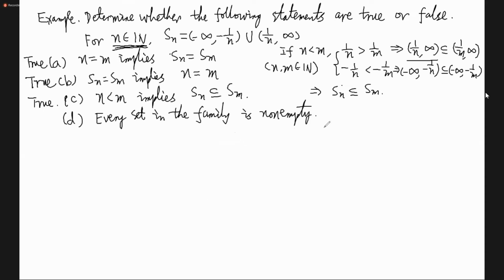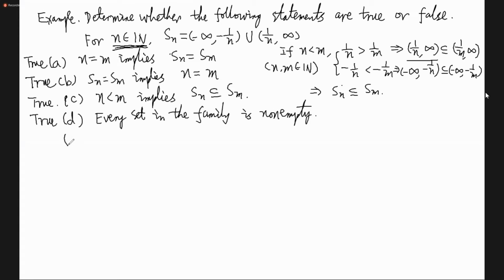Everyone should agree this is true because no matter what the subscript n you pick, these intervals are never empty. No matter how big n is, infinity is always greater than 1 over n, and negative infinity is always going to be smaller than negative 1 over n. So both intervals are non-empty. So this one is true. It's clearly true.